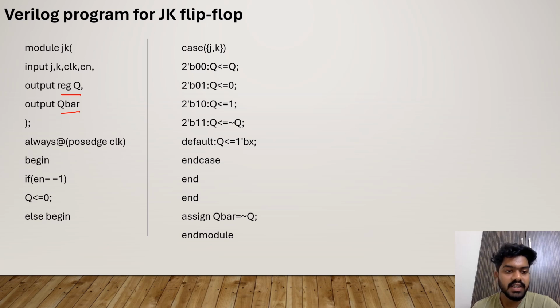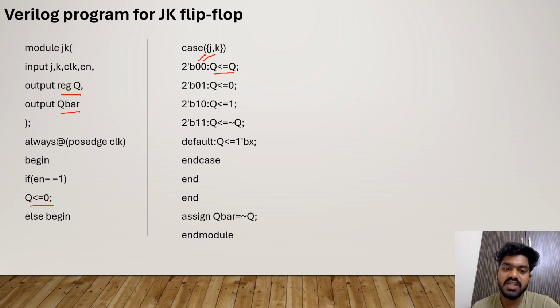And here we'll begin the code. First condition, if the enable signal is 1, then Q equals 0, that is the reset condition. Otherwise, if we don't give the enable signal, then the cases occur, that is case of JK. And here 0 0 means the first 0 refers to the J value and the second value refers to the K value. As per the truth table, when both are 0, the output remains unchanged, that is Q.